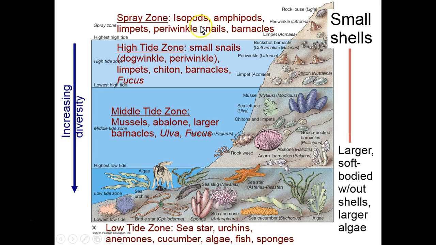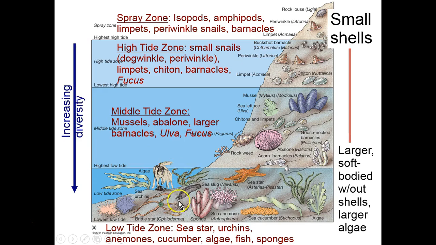Okay, for example, in the spray zone, you can see limpets and barnacles and isopods and periwinkle snails. These are small snails. In the high tide zone, we get to see some larger shelled organisms. In the middle tide zone, they get even larger, and you start to see some rockweed or fucus, and also some green algae, such as ulva.